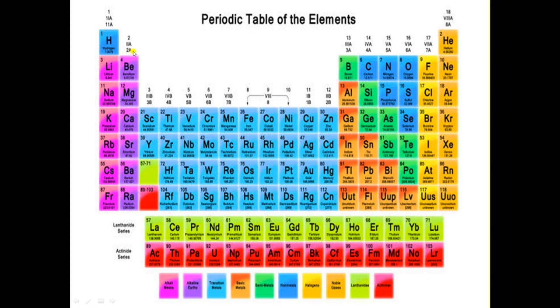Group number 1 and group number 2 will come in s block, because when we write electronic configuration, the last electron enters in the s orbital. That is why group 1 and group 2 elements are known as s block elements. After that, p block elements are present in group number 13 to group number 18. These elements are known as p block elements because the last electron enters in the p orbital. Then d block elements are in group number 3 to group number 12.